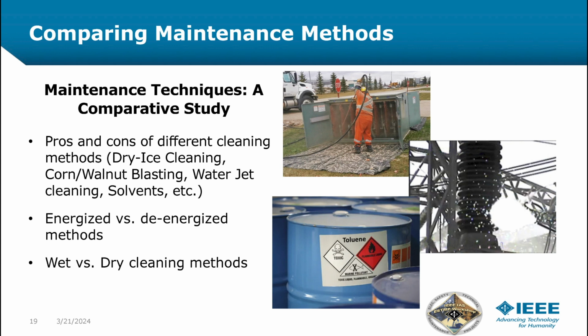The pros and cons of different cleaning methods. In this particular case, you see someone out there and they're using compressed air and ground up corn cobs, corn blasting. Afterwards, they wipe it down with chemicals, which are solvents, and they're very destructive to the environment. Or they're using deionized water on energized equipment. Wet versus dry cleaning methods. Each one of them has their strengths and weaknesses.